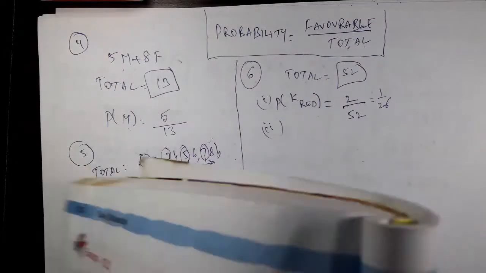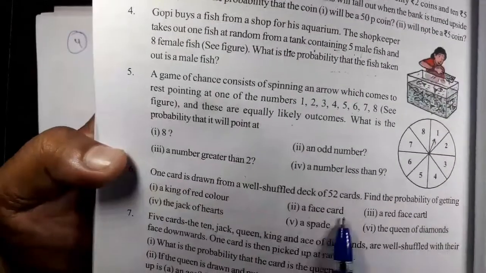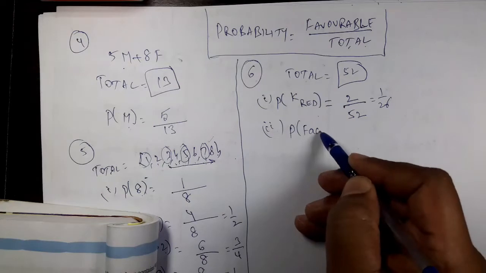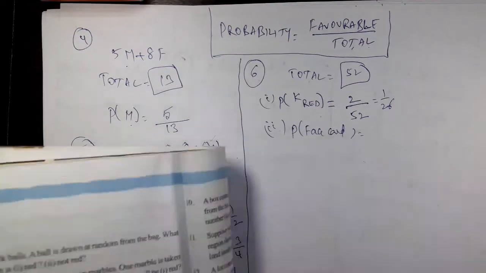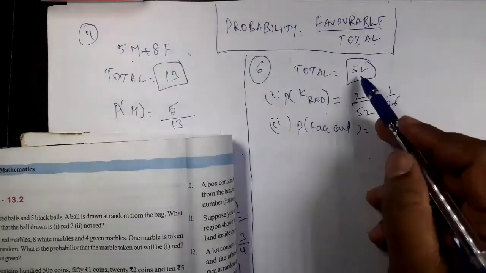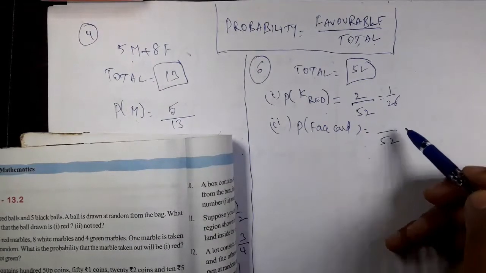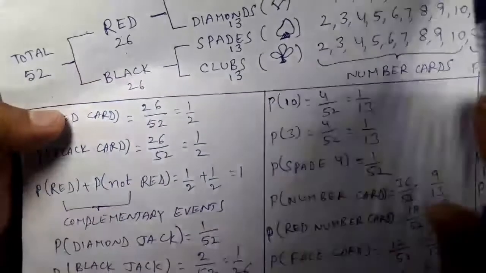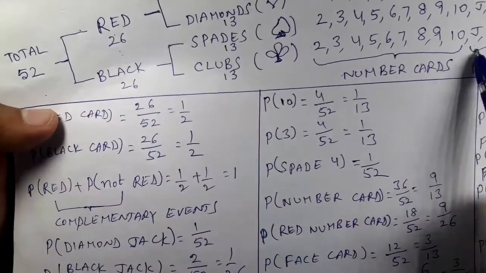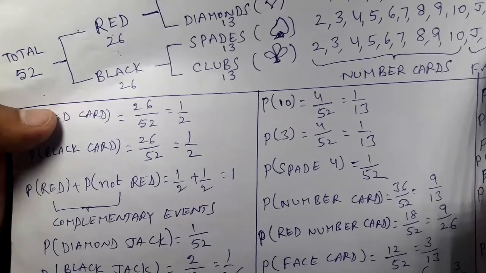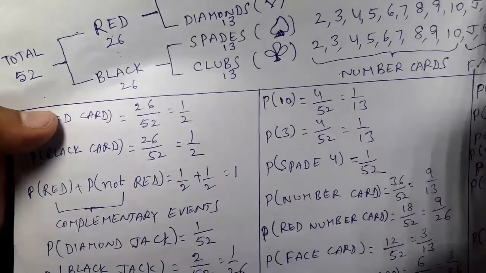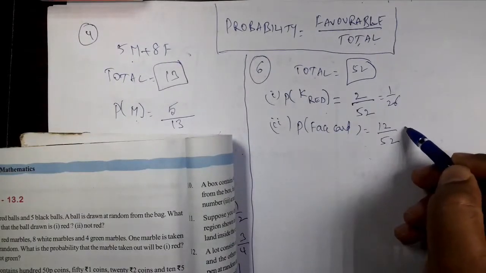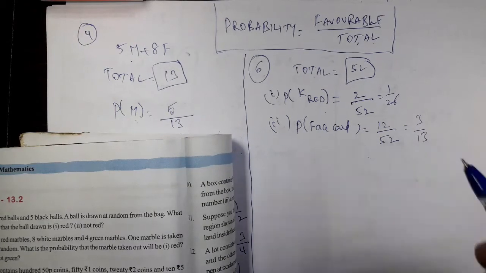Coming to question number 2: a face card. Probability of getting a face card. What is the denominator? Total, 52. Coming to the numerator, how many are favorable to this event, face card? Out of these 52, how many are face cards? Jack, Queen, King: these all are face cards. 4 threes are 12. 12 are favorable. So this is the probability.